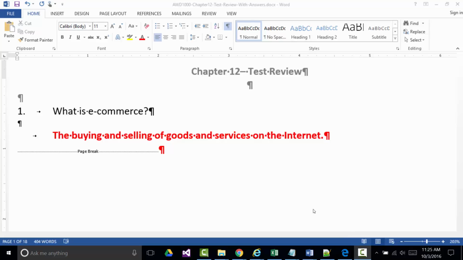All right, then the first question on the review was, what is e-commerce? This was the first thing that the author mentioned in the chapter. The buying and selling of goods and services on the internet. That's taken right from the book. So you should know or be able to define e-commerce. Again, that's right at the beginning of the chapter, right after the objectives.